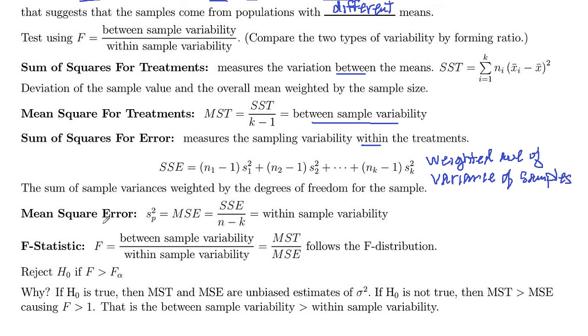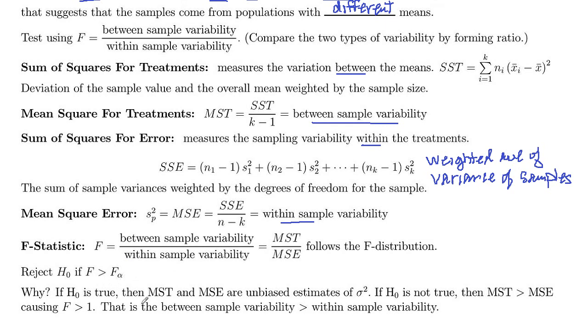And then we define the mean square error, which you'll sometimes see denoted as S_p squared, more often MSE, to be SSE, this quantity, divided by n minus k. And that's going to be our within sample variability. And then the F statistic, which is the measure of between sample over within sample, you divide MST by MSE. And then that is a statistic that follows the F distribution. And then we'll reject our null hypothesis if this F statistic, mean square of treatments over mean square of errors, is greater than our critical F value.